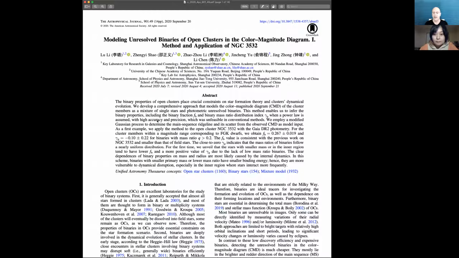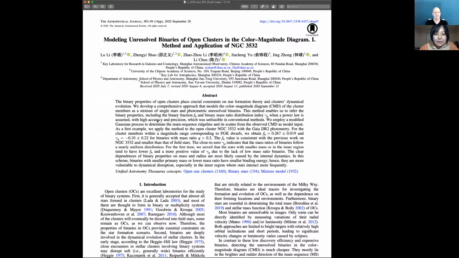There we go. So let's go ahead and get into it with that intro. This is a really lovely paper. I liked it a lot when I saw it. It's "Modeling unresolved binaries of open clusters in the color magnitude diagram I: Method and application to NGC 3532." And Lou, take us away.